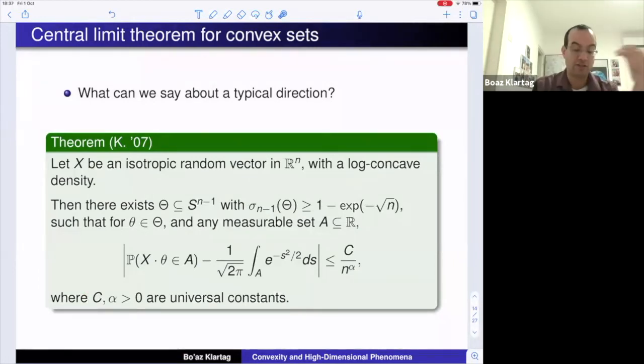Okay, so in addition to the case of independent random variables, weakly dependent variables, and the case of symmetric distributions, we also have some such regularity for log-concave distributions. We have this universality property that you always get the same approximation by the Gaussian.